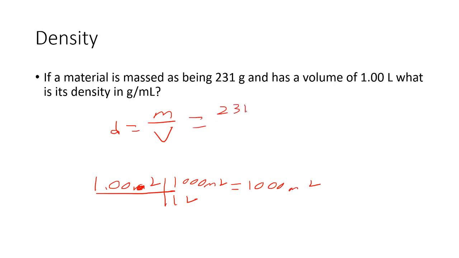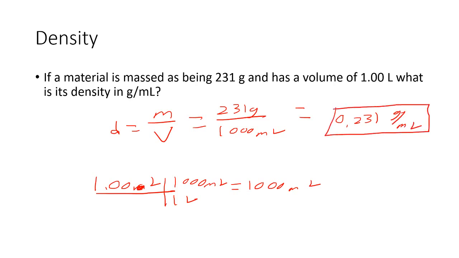So I plug this in. I have 231 grams divided by 1,000 milliliters. And this is going to be equal to 0.231 grams per milliliter. In this case, you'll notice I have 3 significant figures because both numbers in my problem had 3 significant figures. On the other hand, let's say that this right here had only said 1.0 liters. If that had been the case, then my answer would have just been 0.23 grams per milliliter because it would have fewer significant figures. It wouldn't matter that this number had 3, as you take the least.